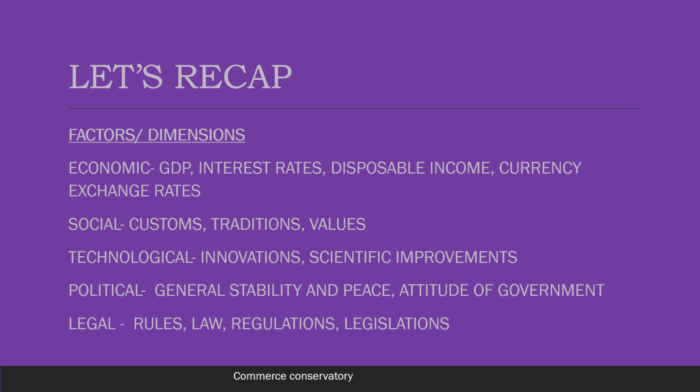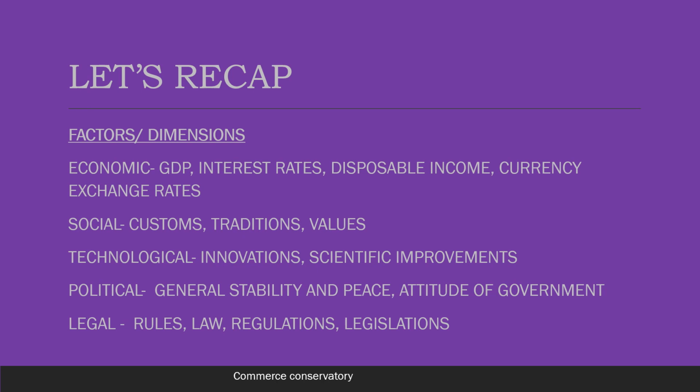So for economic environment it is just GDP, interest rates, disposable income, currency exchange rates. For social, it will say customs, traditions, values, or some beliefs that people have. Next is technological, where it will talk about innovations, scientific improvements, and sometimes it talks about anything on the internet, then again it will fall into technological.